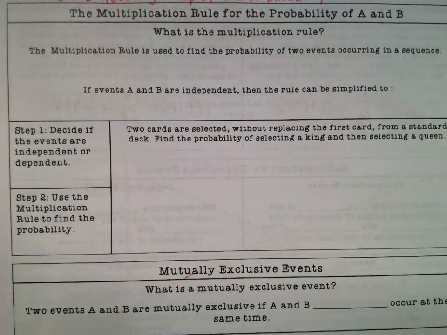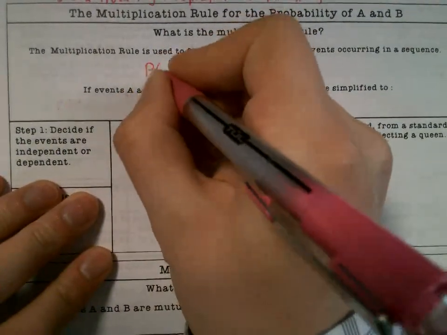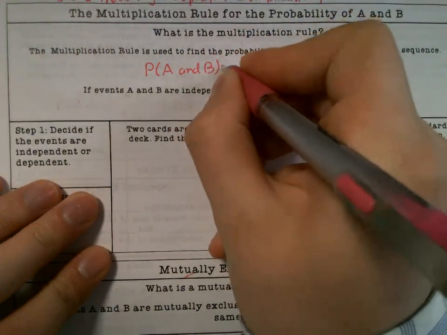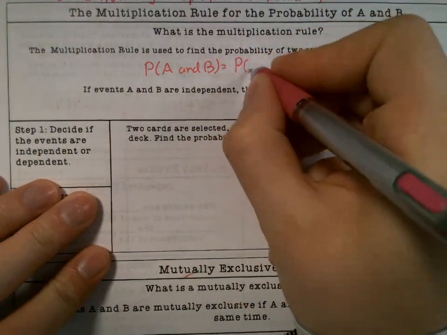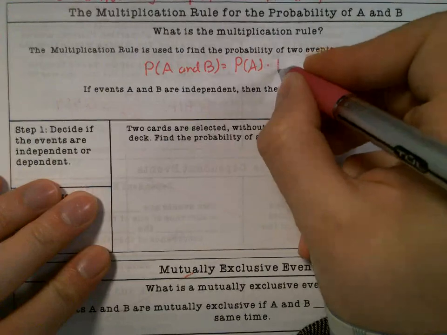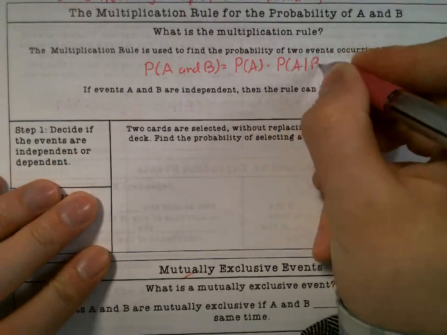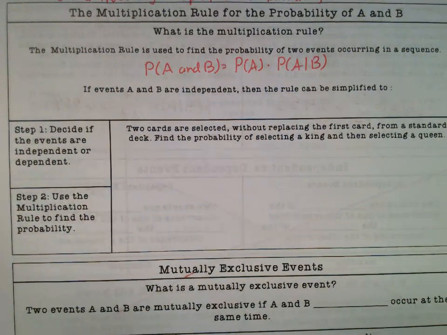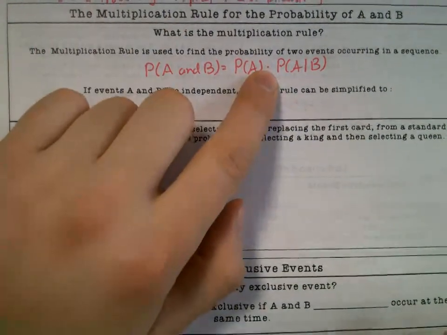Okay, so, for example, the equation would be the probability of A and B equals the probability of A times the probability of B given A. Okay? And what that basically means is that once you have the probability of A, you need to manipulate the next probability. Again, that's for dependent events.